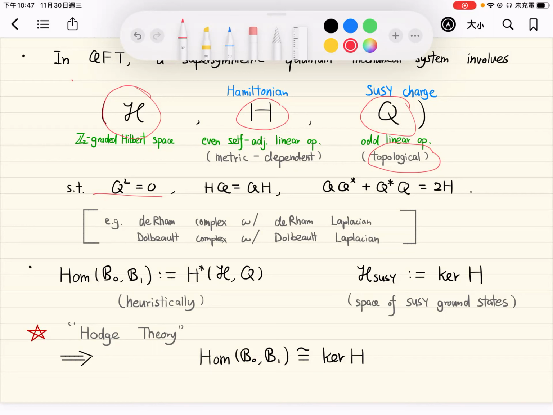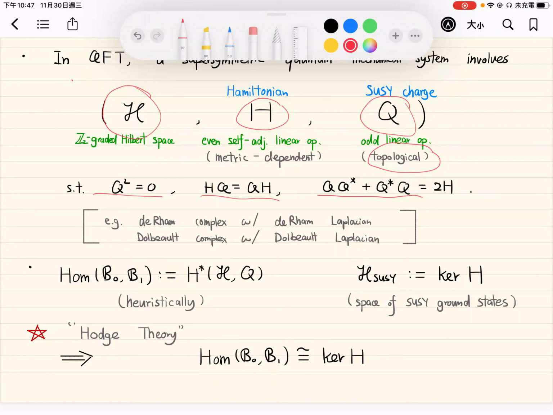And there are some other conditions. For example, Q commutes with H. And also you can take the adjoint of Q, and if you compute the anti-commutator, then it is proportional to the Hamiltonian operator H. There are some mathematical examples of this kind of triple. For example, you can take the de Rham complex, maybe L2 completed, and take Q to be the de Rham differential. You take the Hamiltonian operator H to be just the Hodge Laplacian. Then they form this kind of triple. And similarly for the Dolbeault complex.